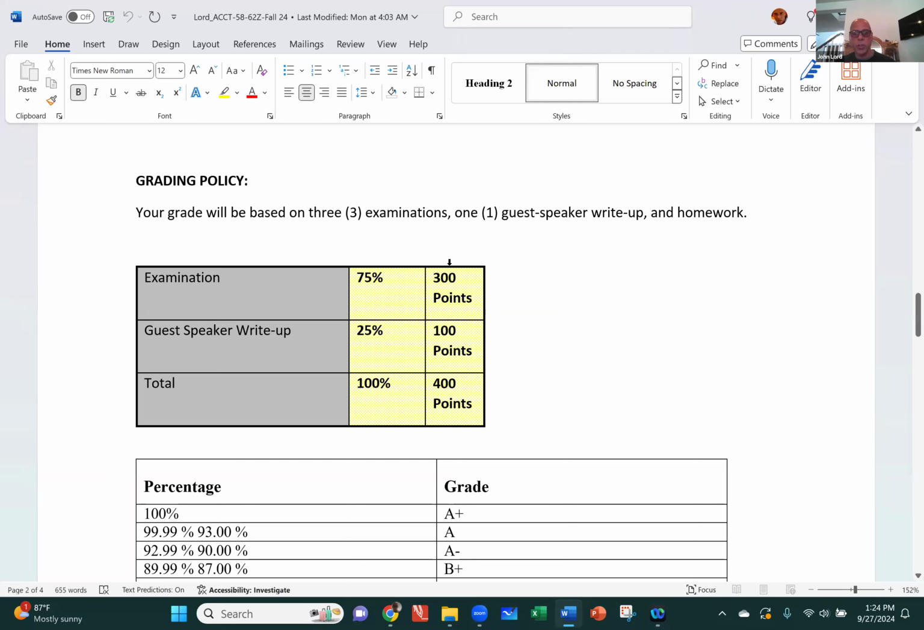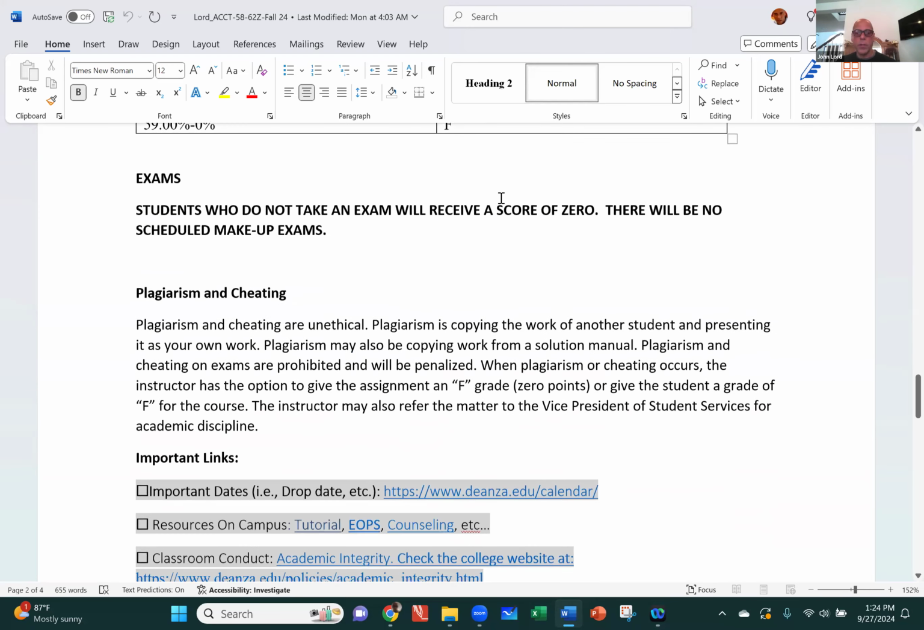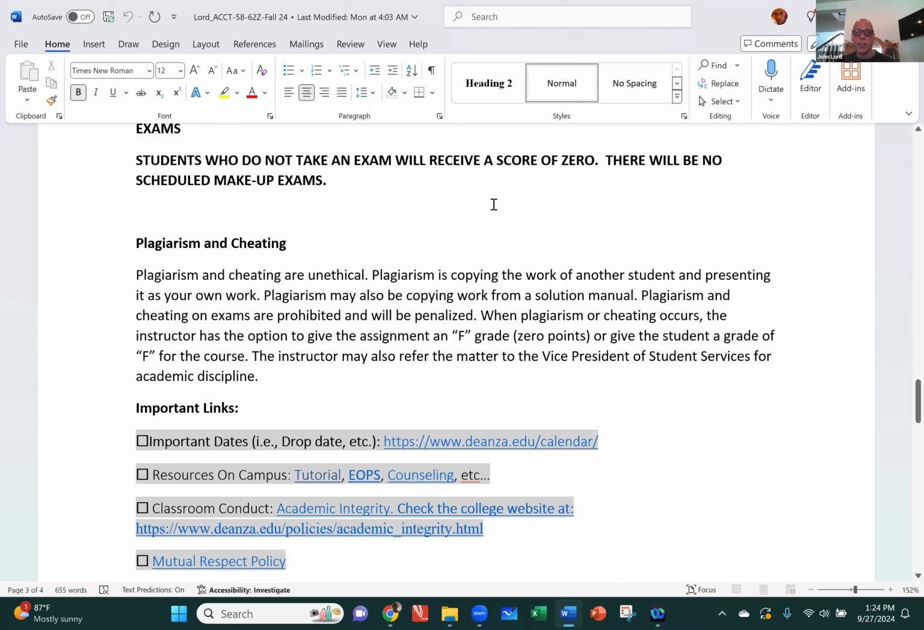Your grade is primarily going to come from the exams. 75% of the grade comes from the 3 exams, 100 points for each exam: midterm 1, midterm 2, and the final. And then the guest speaker is the remaining 25%. Now, you come over and you can see the grades, and most of my students really are up here. What hurts students is if they don't take the exam.